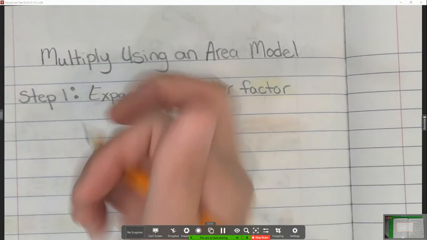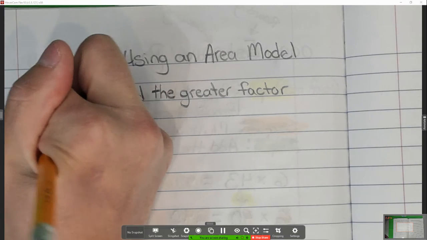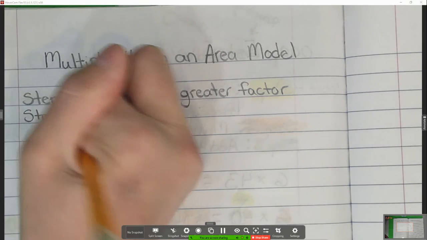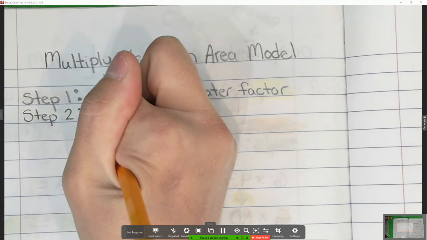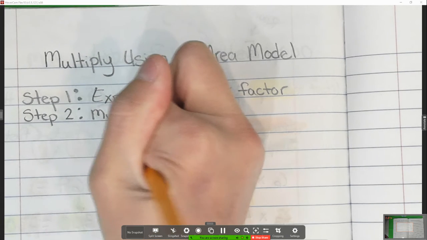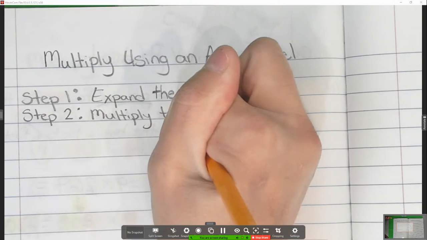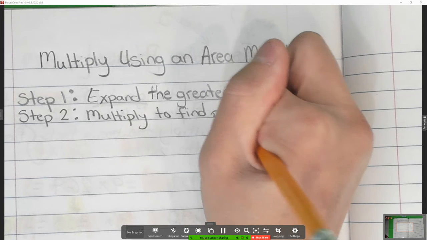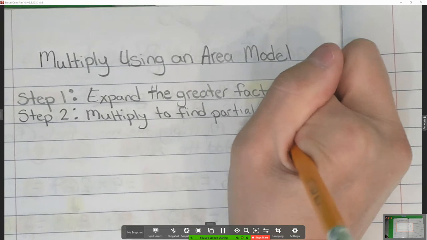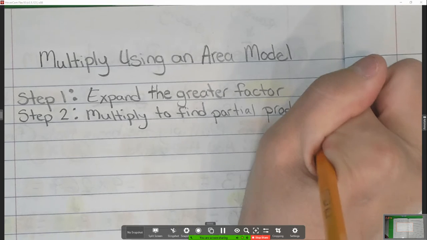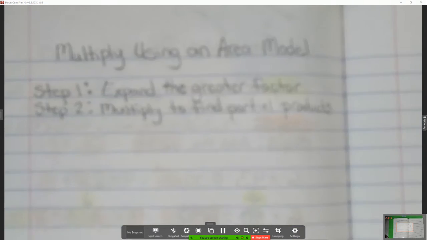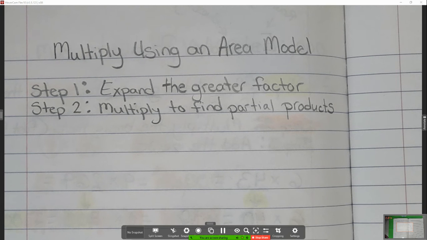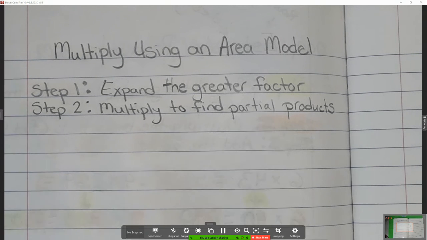Okay, I'm going to move on. Step 2, multiply to find partial products. Step 2, multiply to find partial products. Don't worry, next week we'll go back to gluing some things. We go back and forth. This is helping with writing and everything too.